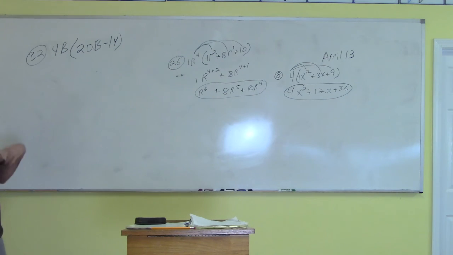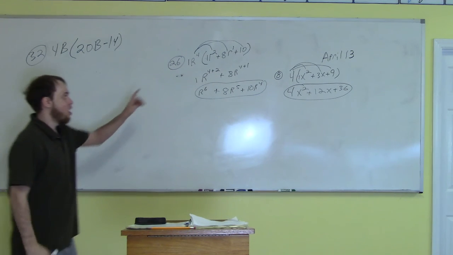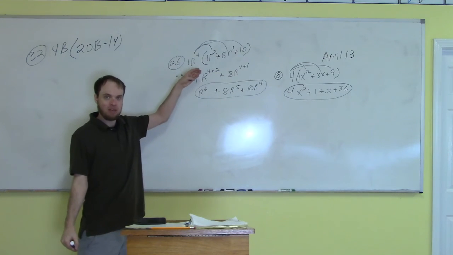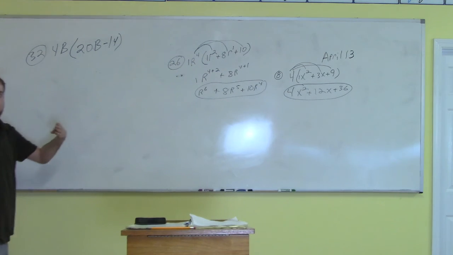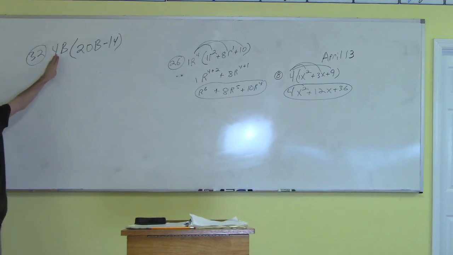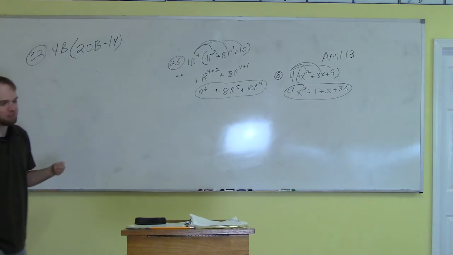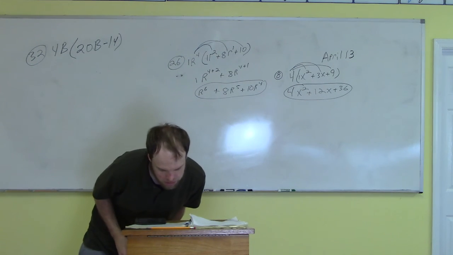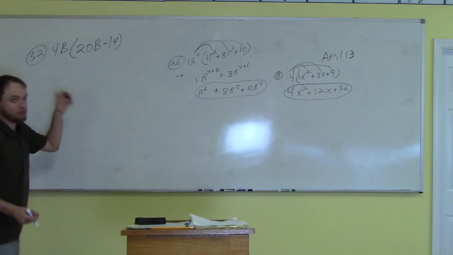Alright, so what's the difference in this problem compared to the other ones we've done? Well, the other ones we've done have either had a variable, or they've had a number, but they haven't had both of them. This one does both of them. Now we have a number and we have a variable. So that's the only difference. And so what we're going to do here is we're still going to be distributing it through.